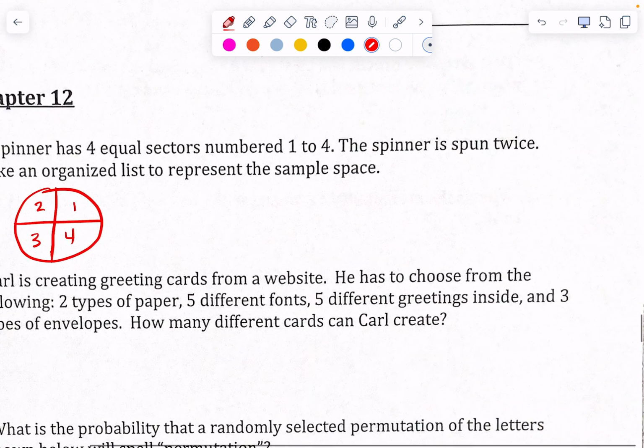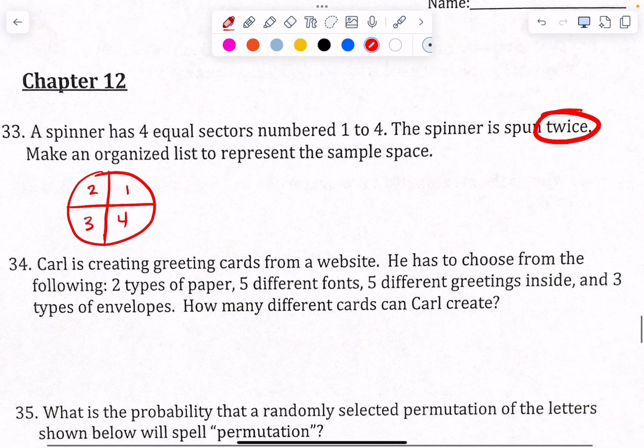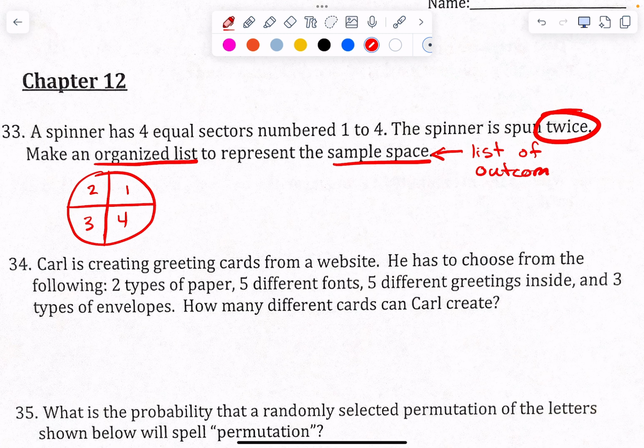Equal sectors numbered 1 through 4. The spinner is spun twice. That sounds like important information. Make an organized list to represent the sample space. What's a sample space? The list of all possible outcomes, yes. All right, I'm just going to list them. These are my little curly bracket things. So, I'm spinning it twice. What's one outcome I could get if I spin it twice?